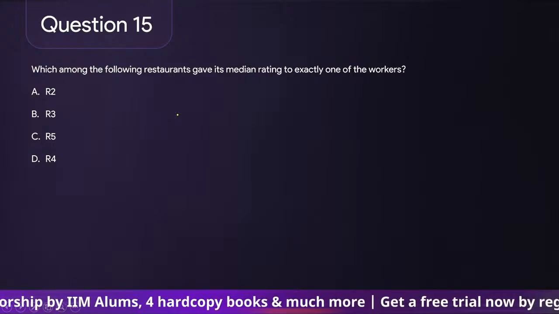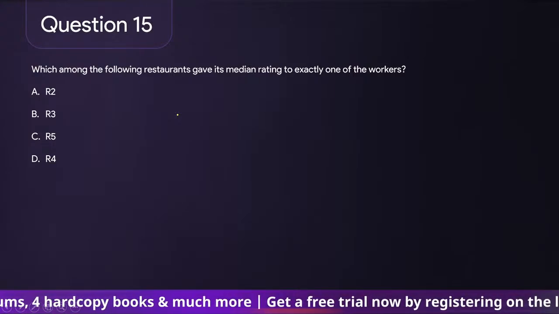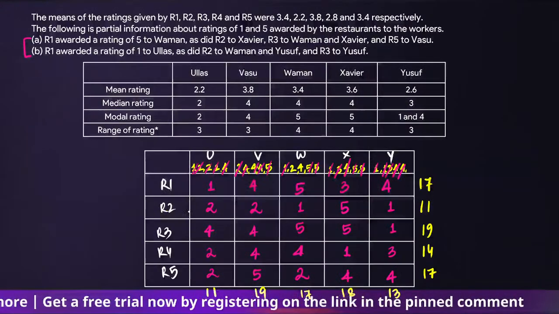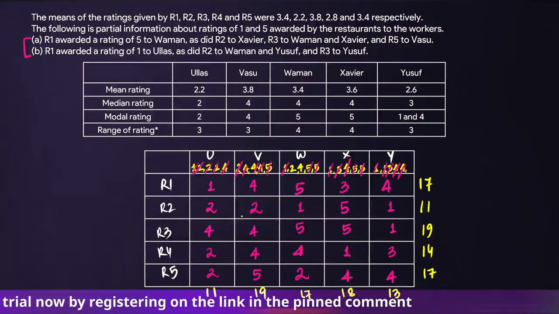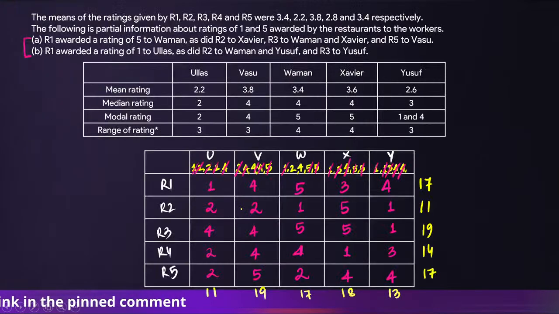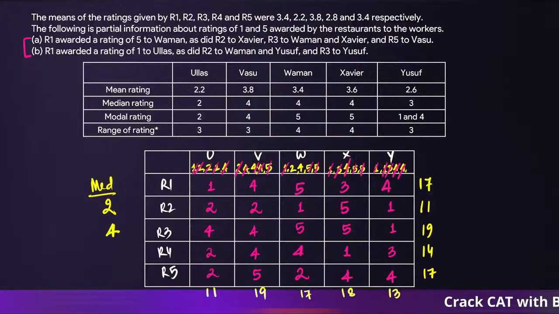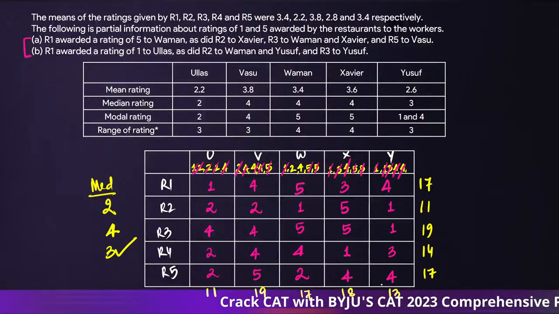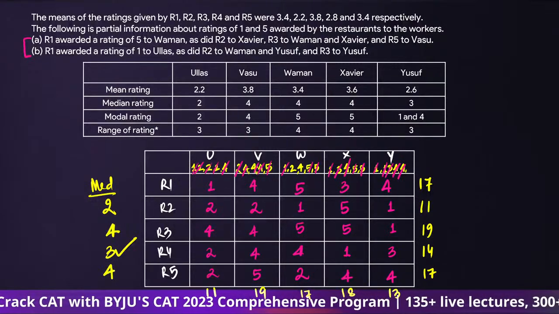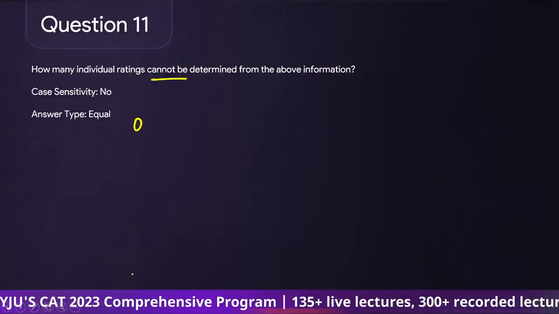तो R1 छोड़ के R2, R3, R4, R5 में which restaurant का median rating जो भी है वो unique है, in other words, right? So if you look at R2, the median is 2, but 2 is given to 2 workers. R3 का median is 4, it is given to 2 workers. R4 का median is 1, it is given to just 1 worker. R5 का median is 4 and it is given to 2 workers. So it's going to be R4, restaurant 4.